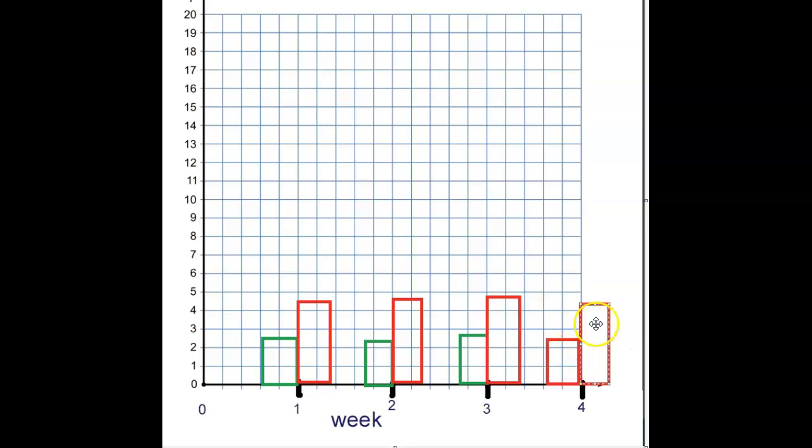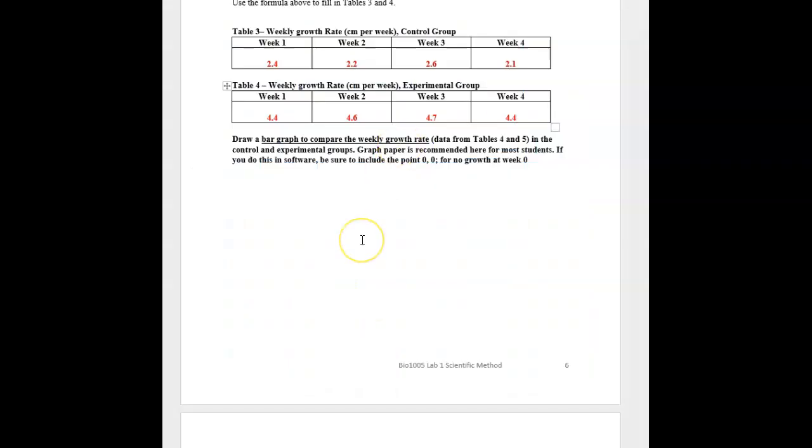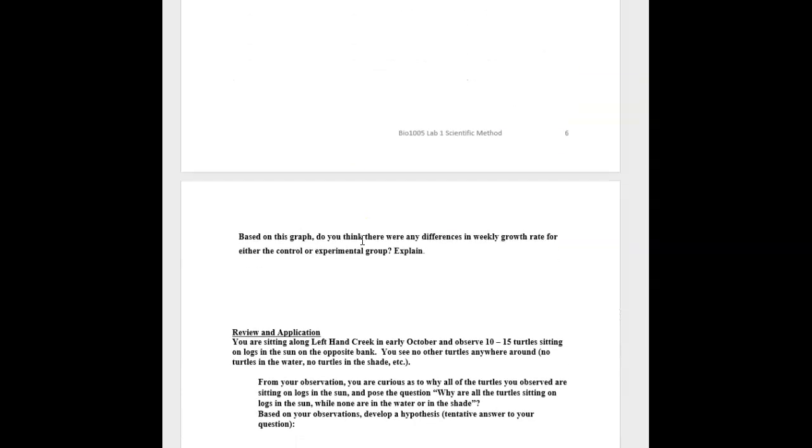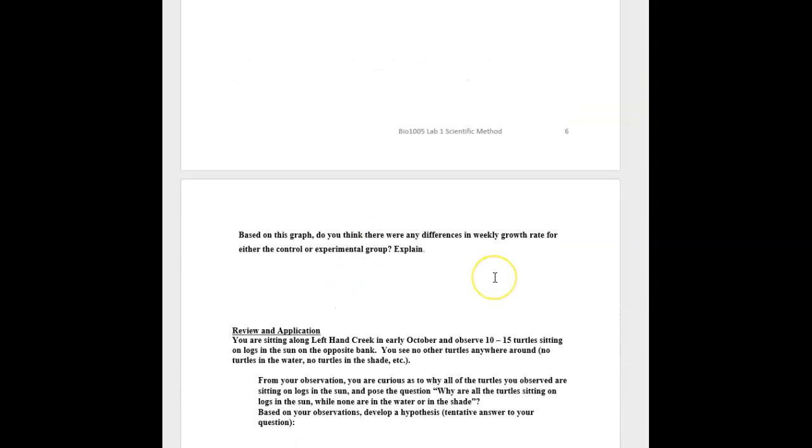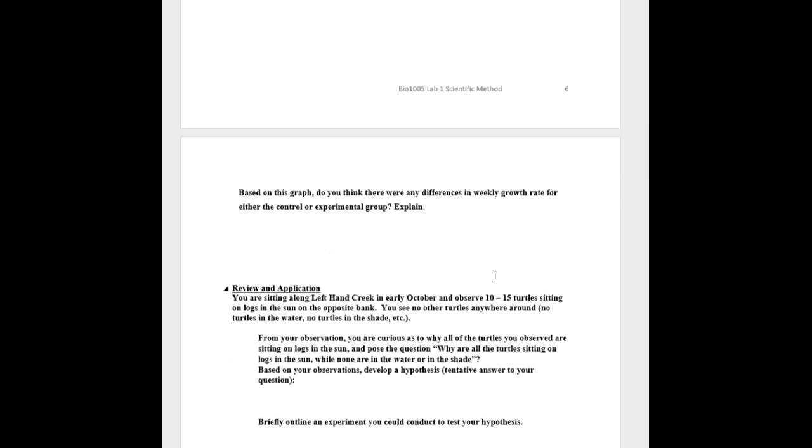But now we're looking at the weekly growth. And as you can see, the control was roughly the same each week. This one should be green. And the experimental was roughly the same each week. So it asks questions. Do you think there were any differences in weekly growth rate? They were basically the same week by week.